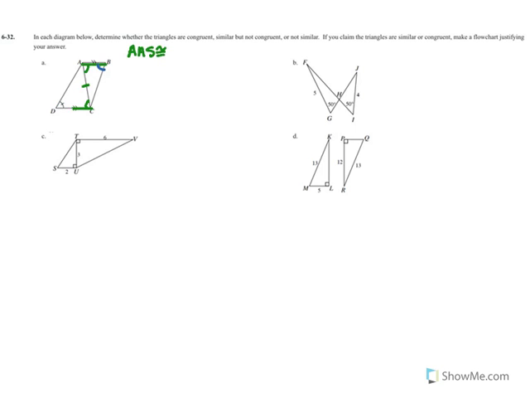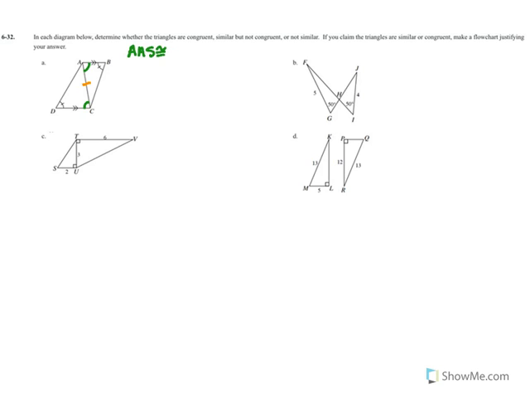I'm going to erase a little bit of stuff on here. We know these are congruent. Whoa, I drew the wrong one. Okay, so that's what you're going to need for that one.